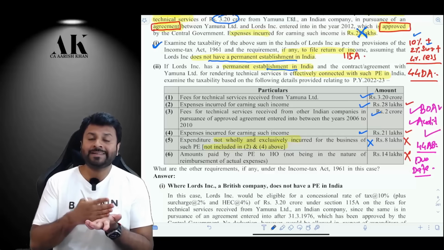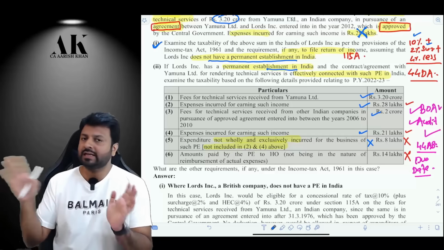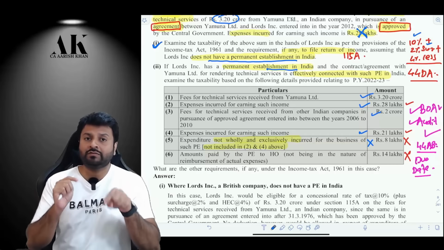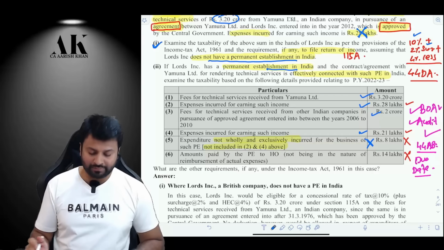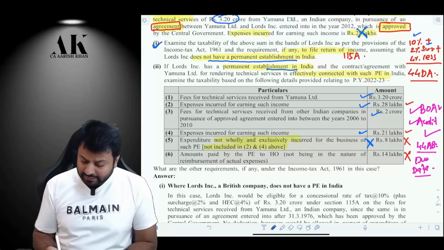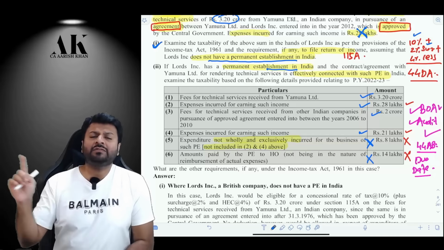If it is commonly incurred for this branch and for HO and for other branches, then it is not allowed. The expense should be exclusively incurred for the Indian branch, then only it is allowed. Now this is not allowed because this is not wholly and exclusively incurred for the Indian branch. Second one, this 14 lakhs will also not be allowed. It is very clearly written in 44DA, you can check.